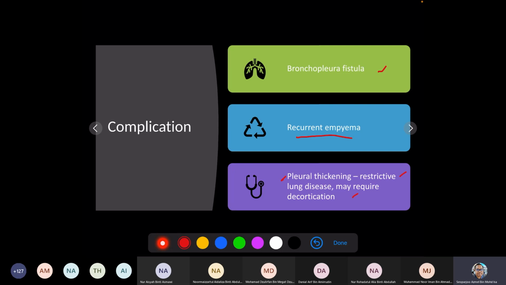Decortication means the cardiothoracic surgeon will fuse together the visceral and the parietal pleura. So meaning there's two layers of pleura, the one near the organs, the visceral, and another one which is attached to the thoracic cage. So they will fuse these together to make sure that there won't be any restrictive lung diseases.